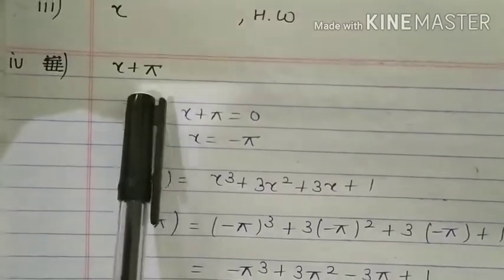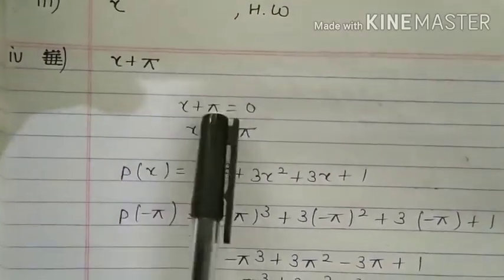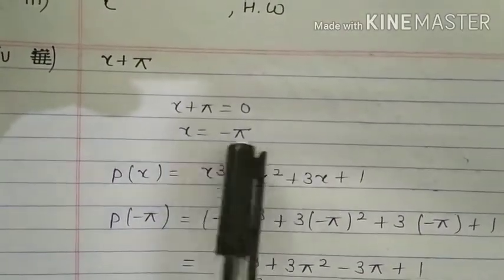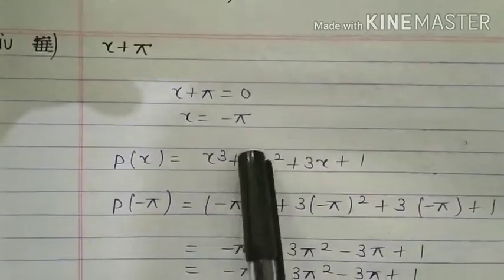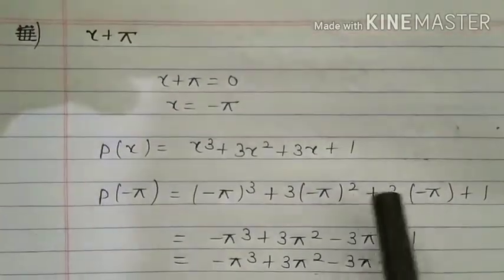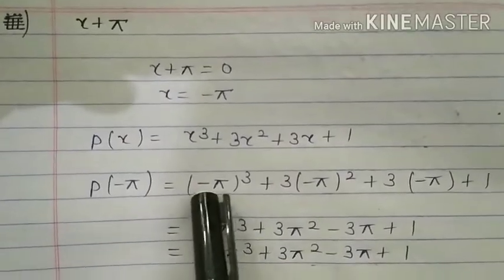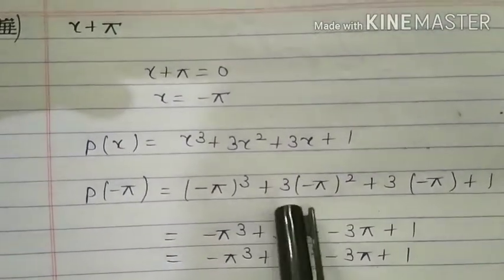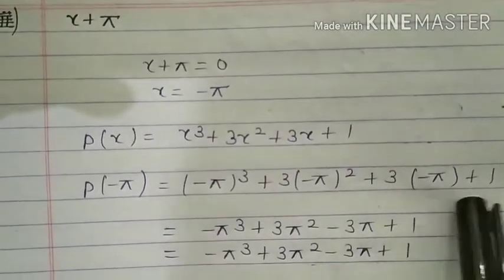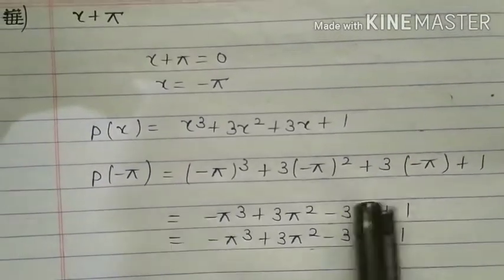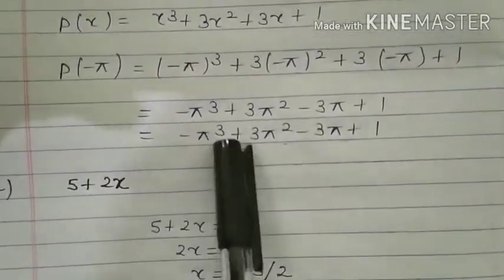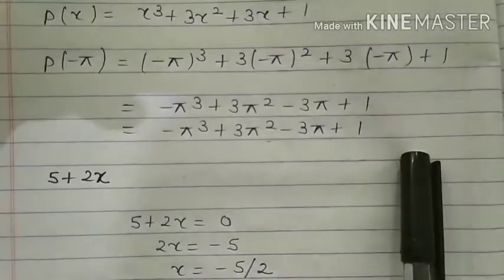So you have to write x plus pi equals to 0. We get x equals to minus pi and put minus pi everywhere where we have x. P at minus pi equals to minus pi cube plus 3 minus pi square plus 3 minus pi plus 1. Okay, solving we get minus pi cube plus 3 pi square minus 3 pi plus 1.